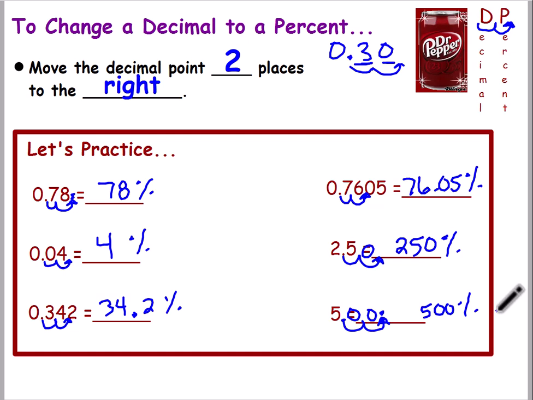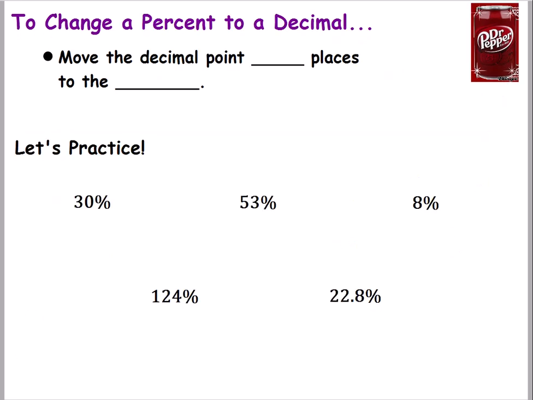So to change from a decimal to a percent, if we're moving the decimal point 2 places to the right, what do you think we're going to do if we're going to go from percent to decimal? Did you say move 2 places to the left? If you did, you are correct. So now we're still using DP, but this time we're going from percent to decimal. So we move to the left, and we're still moving 2 places because there are 2 letters in DP.